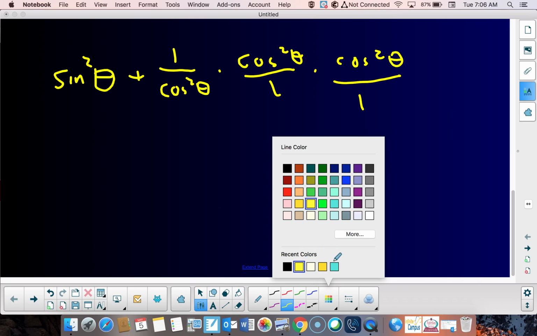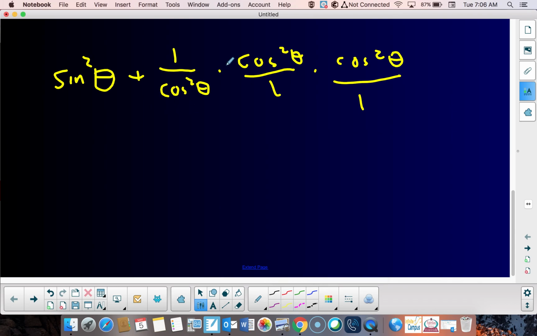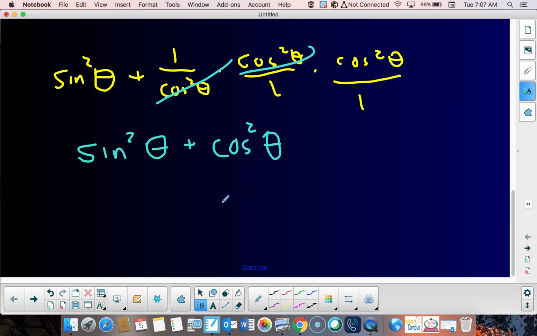And look what happens here. These cosines cancel each other out. And you've got sine squared theta. All that is not crossed out here is a cosine squared theta. And if now you'd go back to your notes from yesterday, the answer is 1.